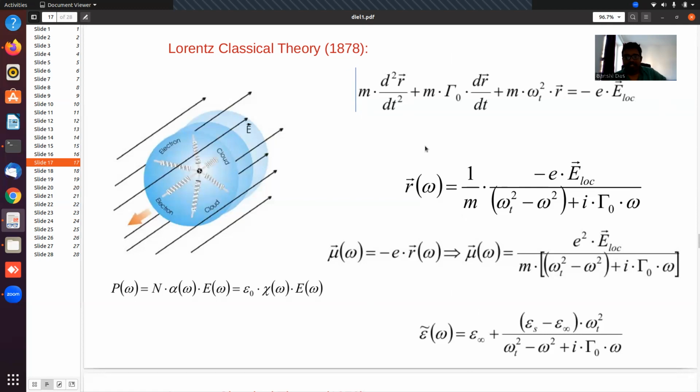From this Langevin equation, we can solve for R, the displacement. If we know the displacement, we can calculate the dipole by multiplying by the electric charge. From this dipole we can get the dielectric constant. So this is the key step. If anyone has any question about the model or this key step, we can discuss here.